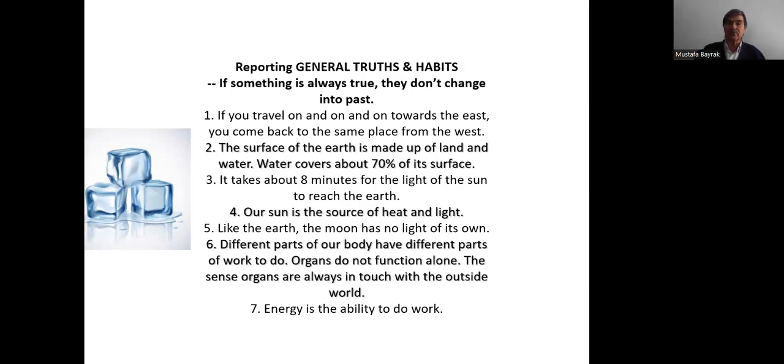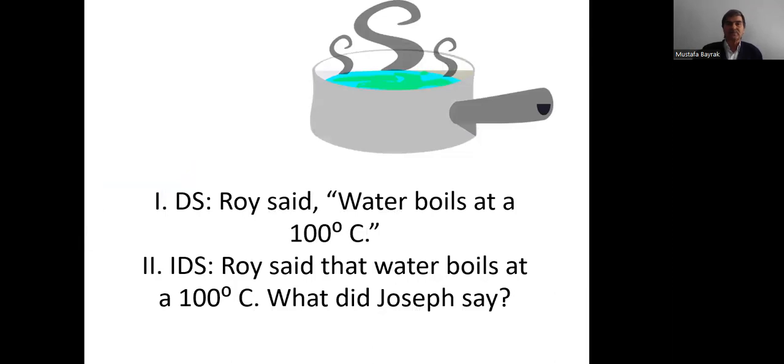For example, if Ahmed said this sentence, "Energy is the ability to do work," and Mehmet reports it, he says, Ahmed said, yeah, with no comma and quotations, Ahmed said energy is the ability to do work. We don't change it into "was" because it's a general truth. It's a fact.